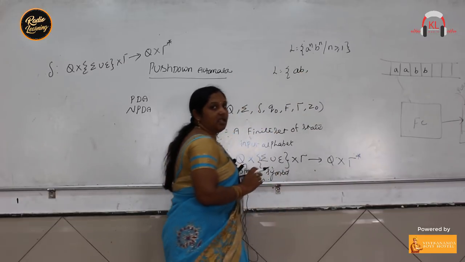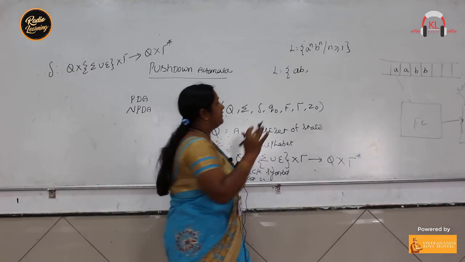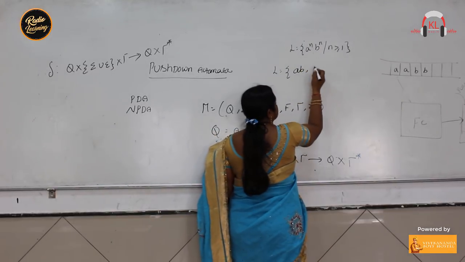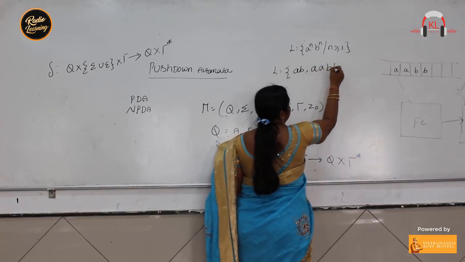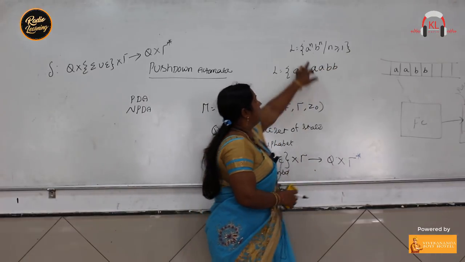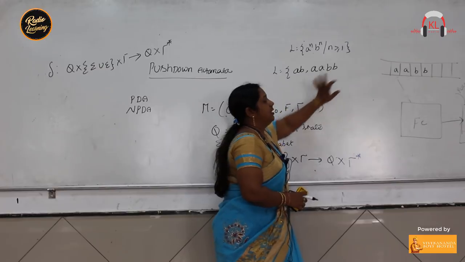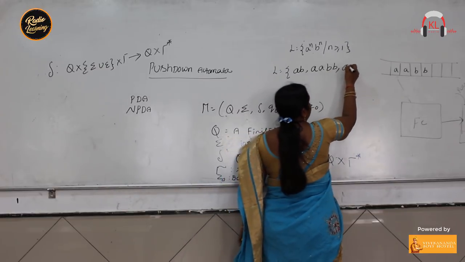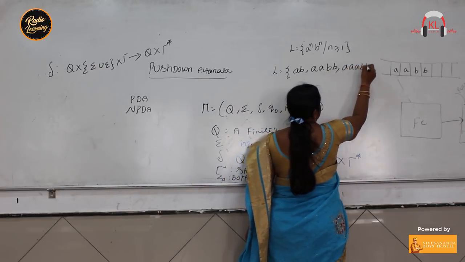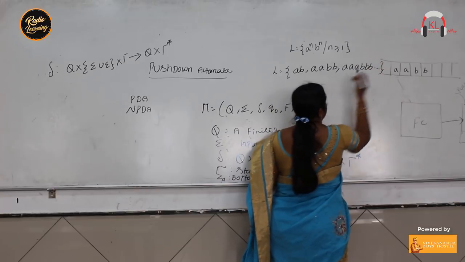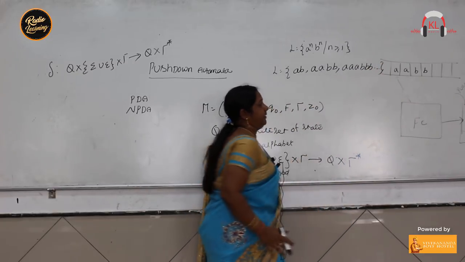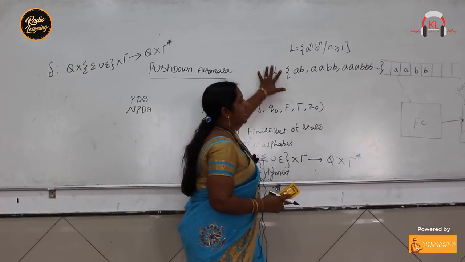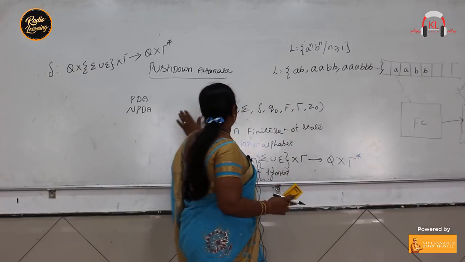Next, I take N value equal to 2, and the string will be AABB. What is the next string I will obtain? AAABBB, and so on. So what I observed here is that the number of A's is equal to the number of B's. For this language, I would like to construct the pushdown automata.